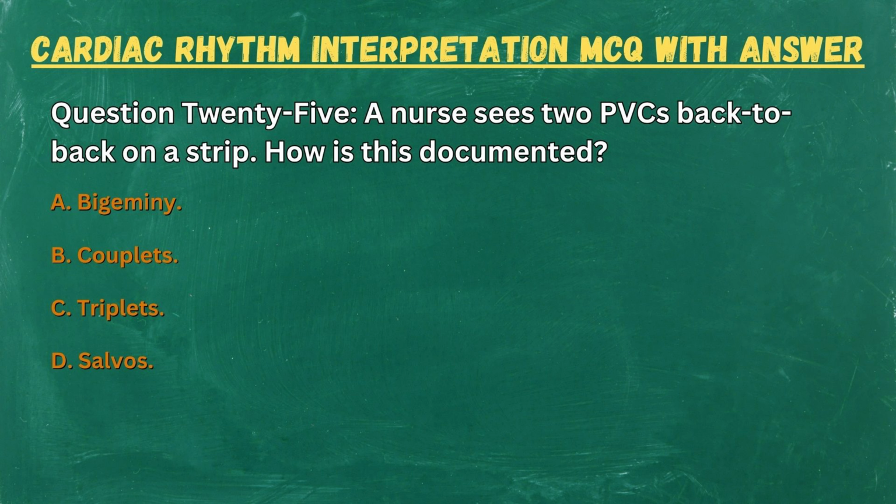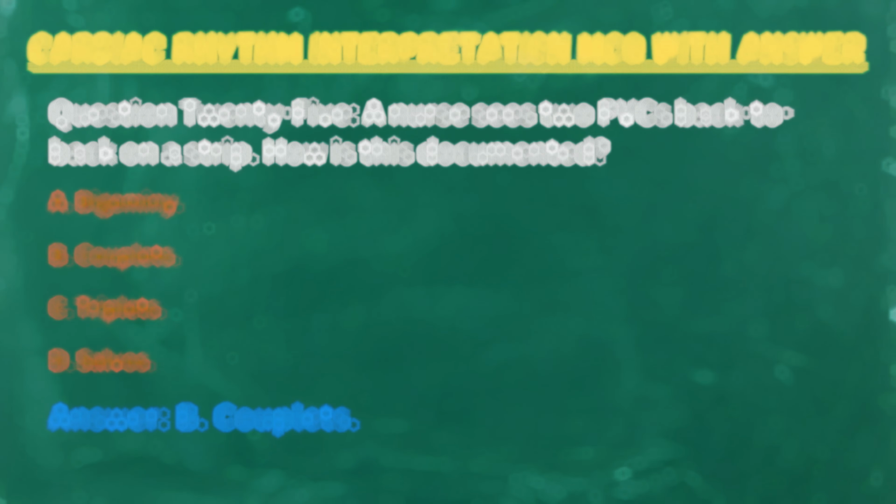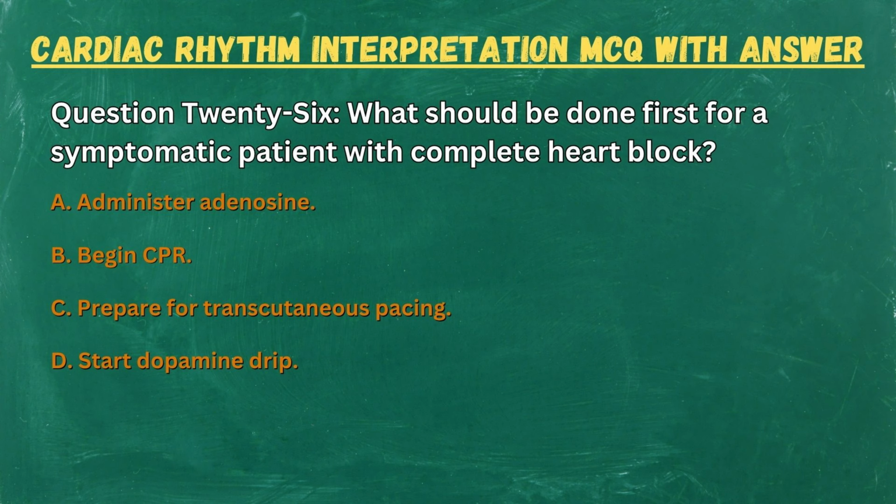Question 25. A nurse sees two PVCs back-to-back on a strip. How is this documented? A. Bigeminy. B. Couplets. C. Triplets. D. Salvos. Answer. B. Couplets.